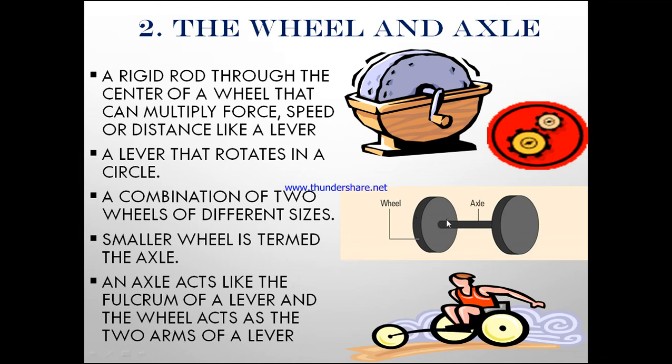According to it, it has a small radius, and the diameter also. An axle acts like the fulcrum of the lever. The wheel acts as two arms of a lever. So you will find here this is a fulcrum and the wheel. If you consider that is an effort arm, so the down is the resistance arm. So this is according to the wheel and axle. Also here, the axle and this is the wheel.